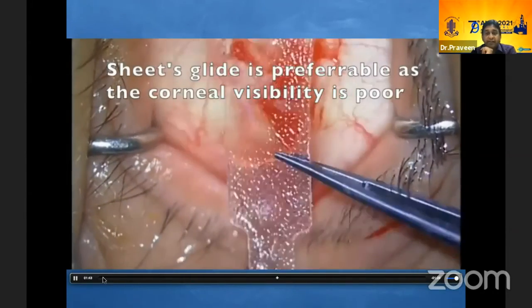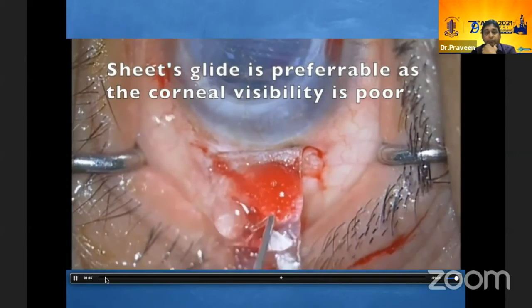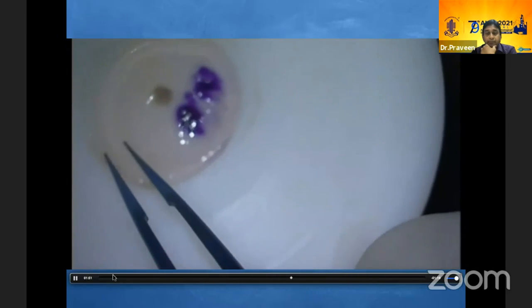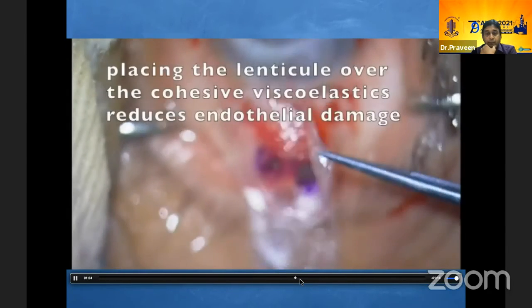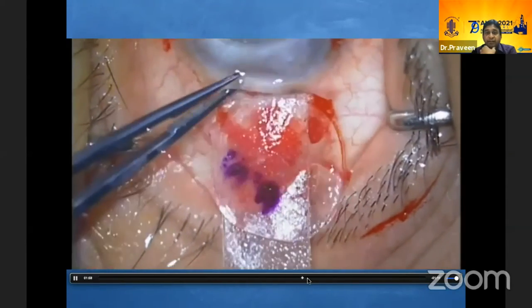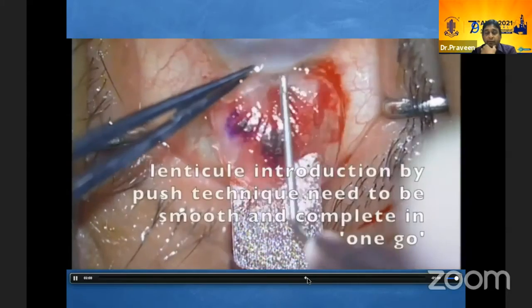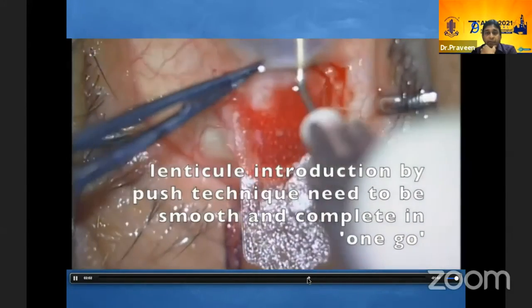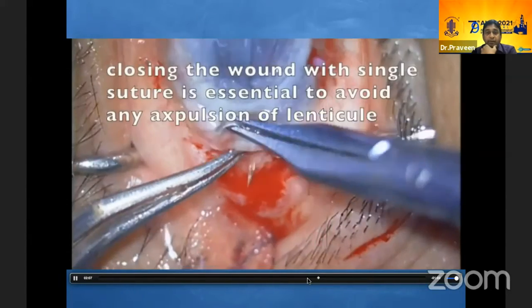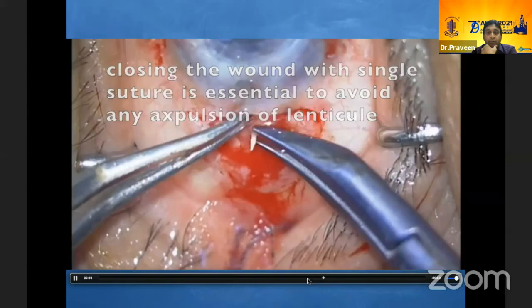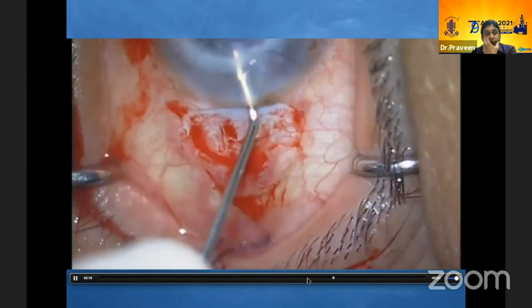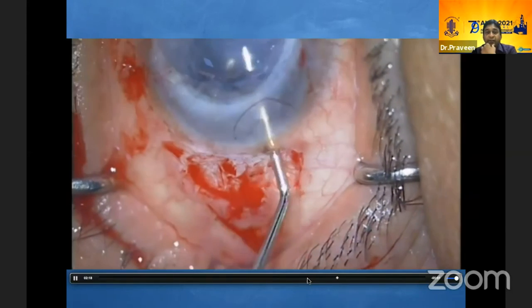I usually prefer a Sheets glide because that works for me nicely. You put a cohesive viscoelastic. When you push the lenticule, I usually follow the push technique rather than the pull technique. In pushing, you have to go in a single go. You need to be careful while removing the glide because the lenticule may come out. One stay suture you can put here because that prevents the lenticule from coming out. You may not tie it. If you want to manipulate from the main wound, you can. That's very important because you put a stay suture. If you don't put a stay suture, it may come out.